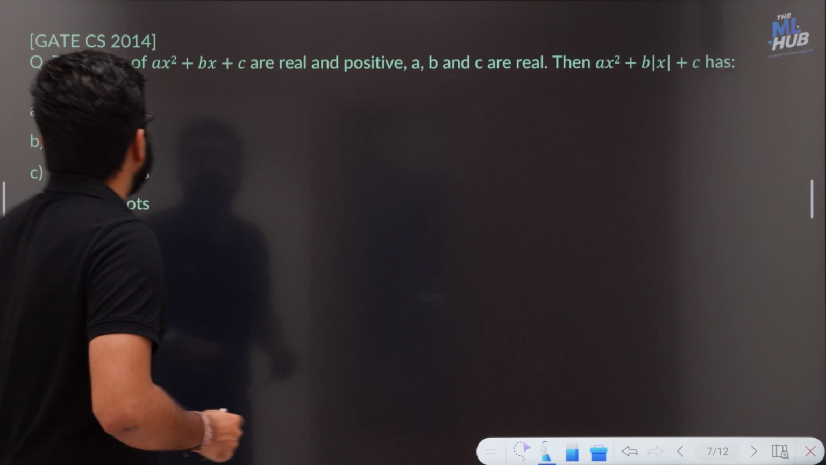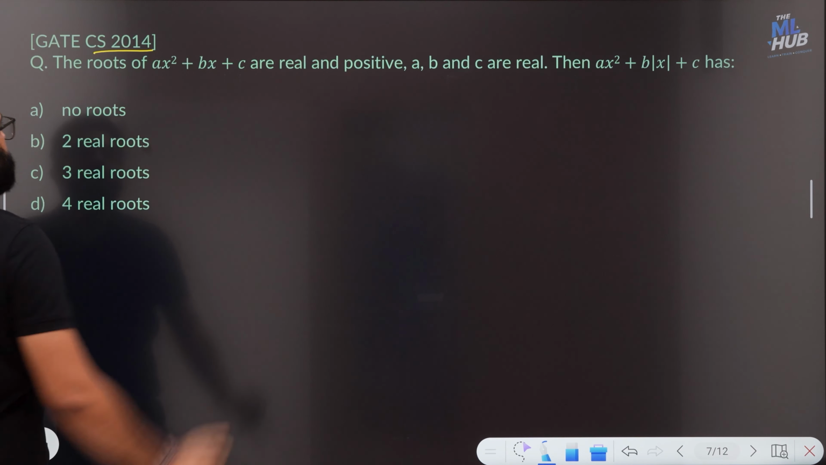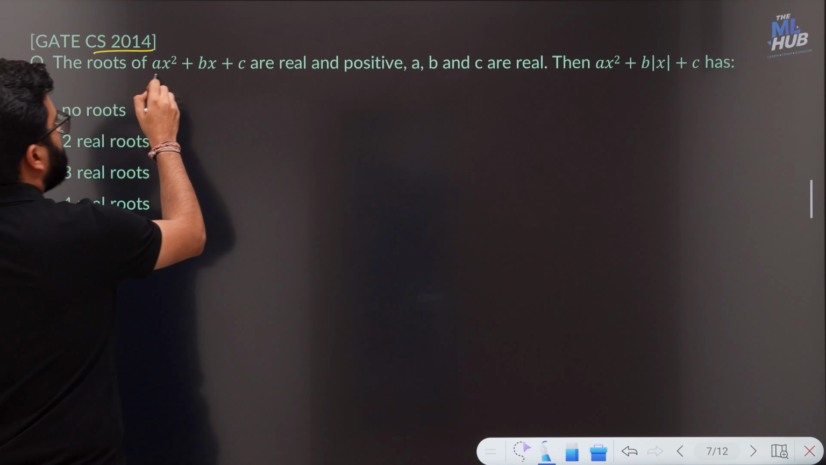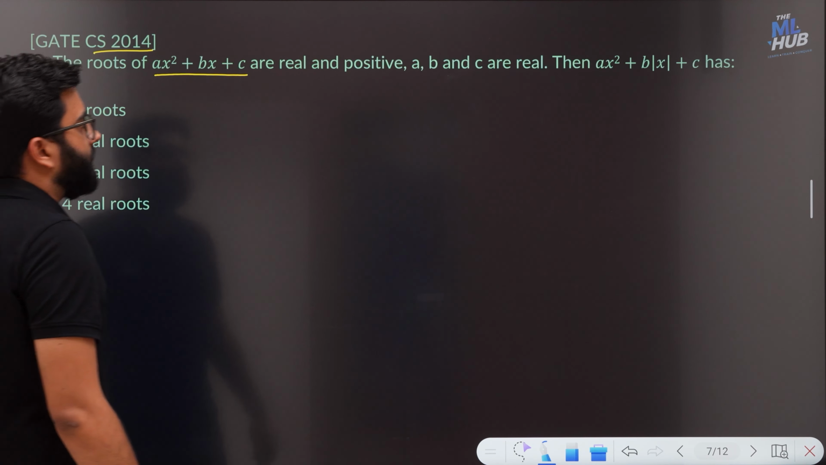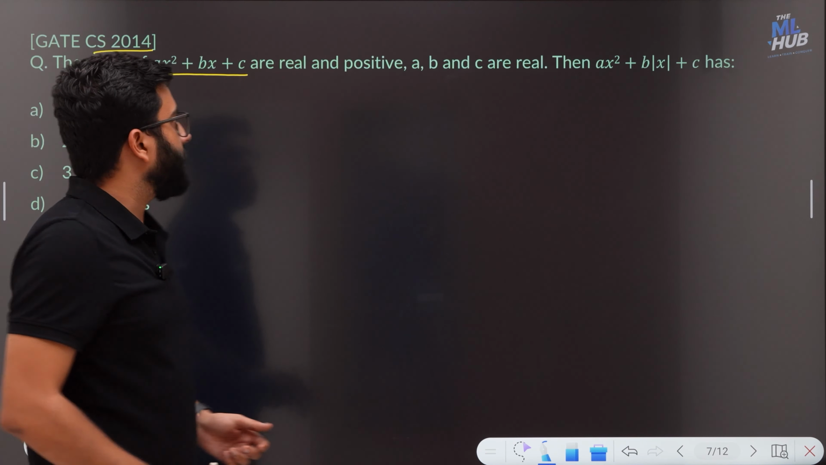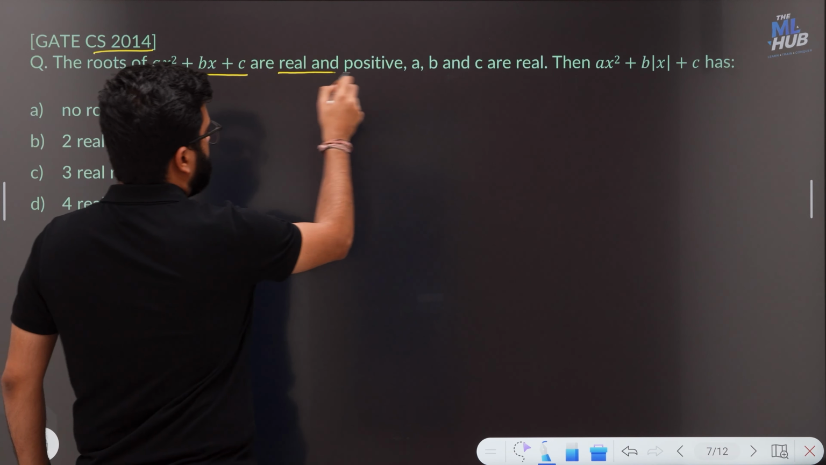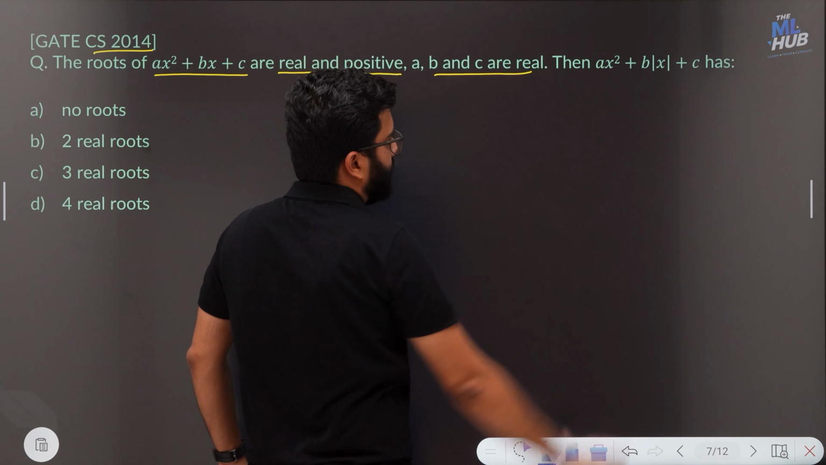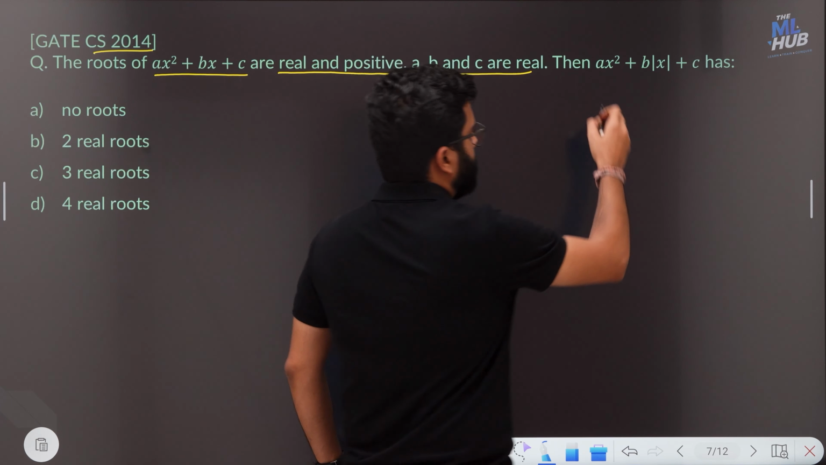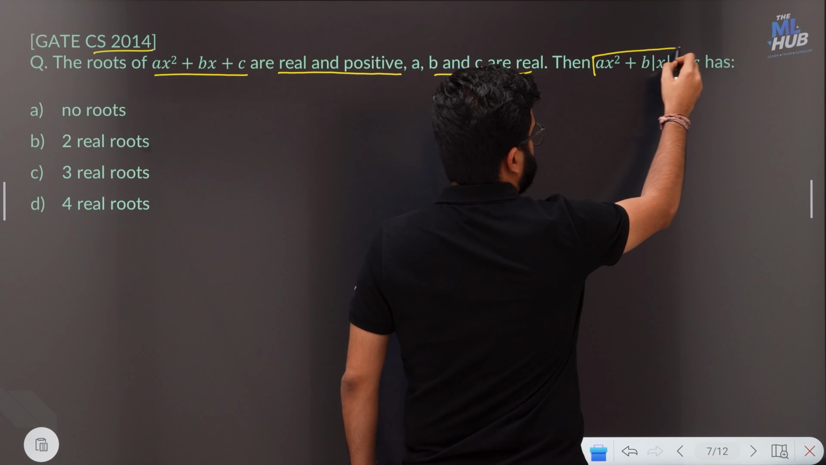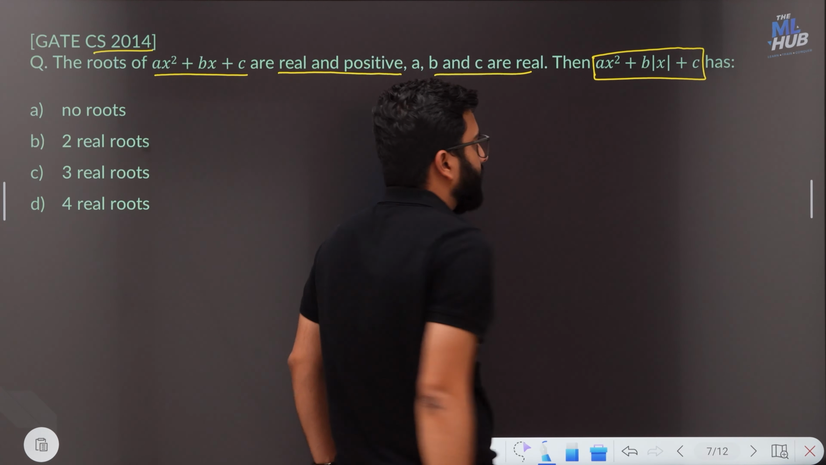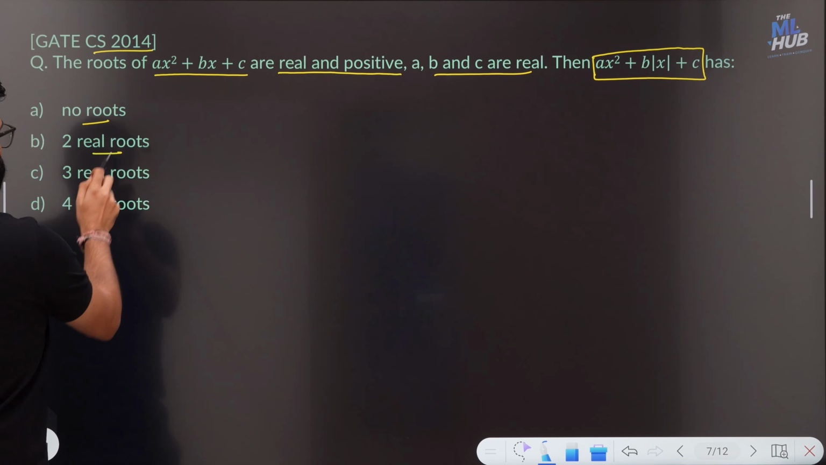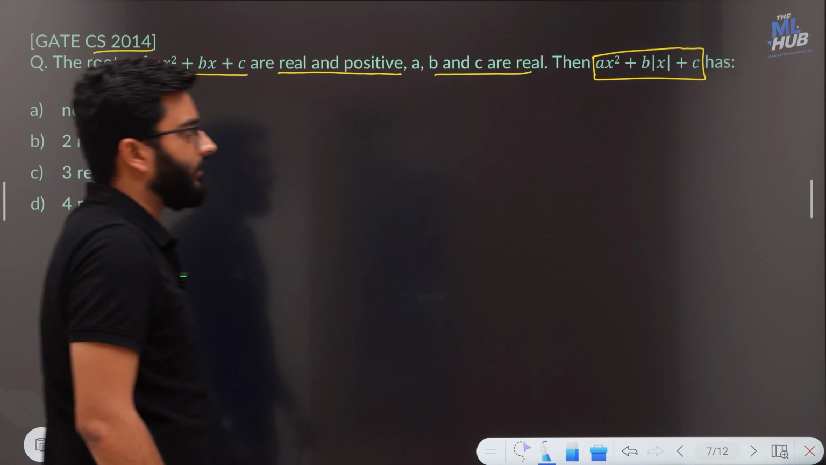Okay. So now let's see one more PYQ. This was asked in CS 2014. So the problem is the roots of ax square plus bx plus c, which is a quadratic equation, are real and positive. And a, b, c are real. Then one more variation in which x is replaced by mod of x is given, and it is asked that will this equation be having no roots, 2 roots, 3 roots or 4 real roots.